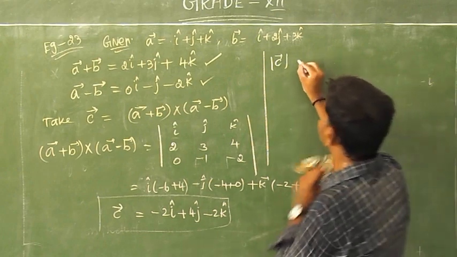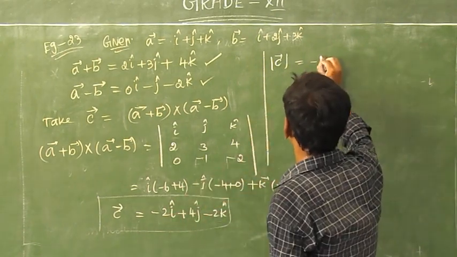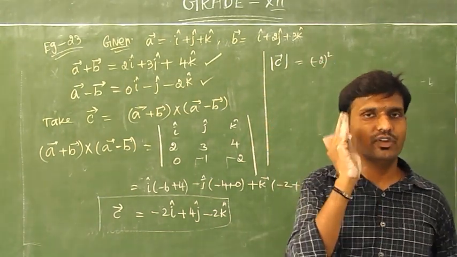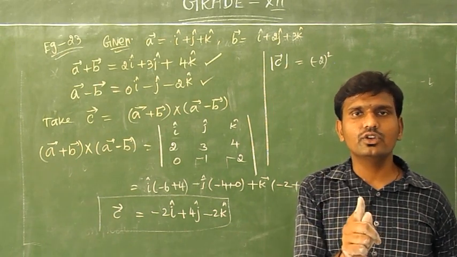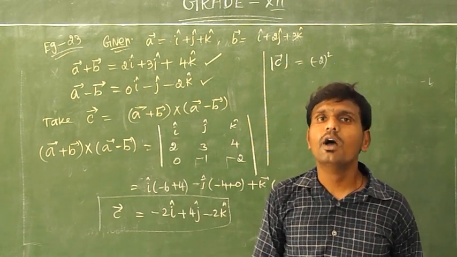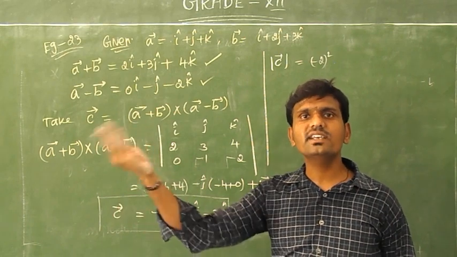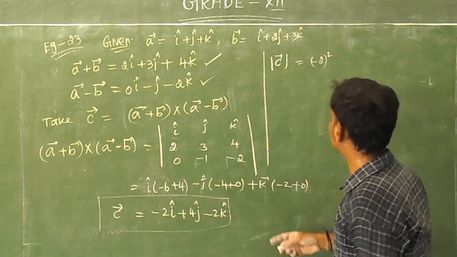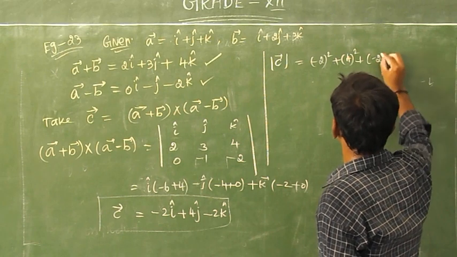Okay. So how to find the magnitude? See, what is the coefficient of i, minus 2? So I have to write minus 2 the whole square. And before that I want to recall one formula, that is for position vector. If r vector is equal to x i vector plus y j vector plus z k vector, how to find the magnitude? Modulus of r vector equal to square root of x square plus y square plus z square. So for that formula I am doing the magnitude, that is minus 2 the whole square plus 4 the whole square plus minus 2 the whole square.